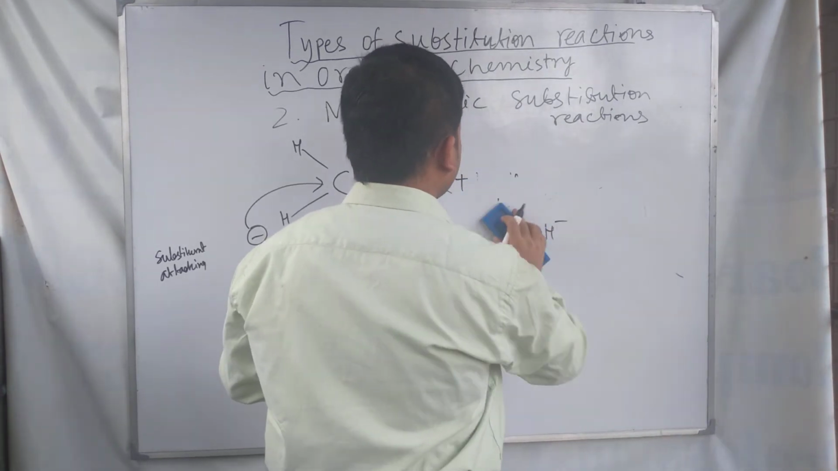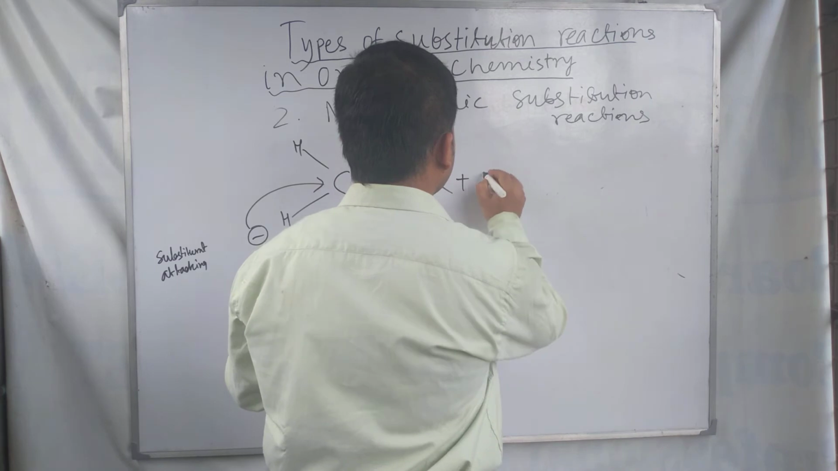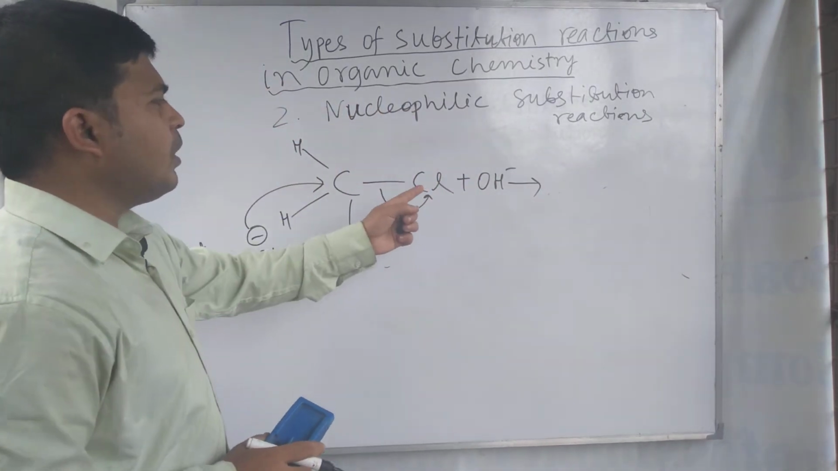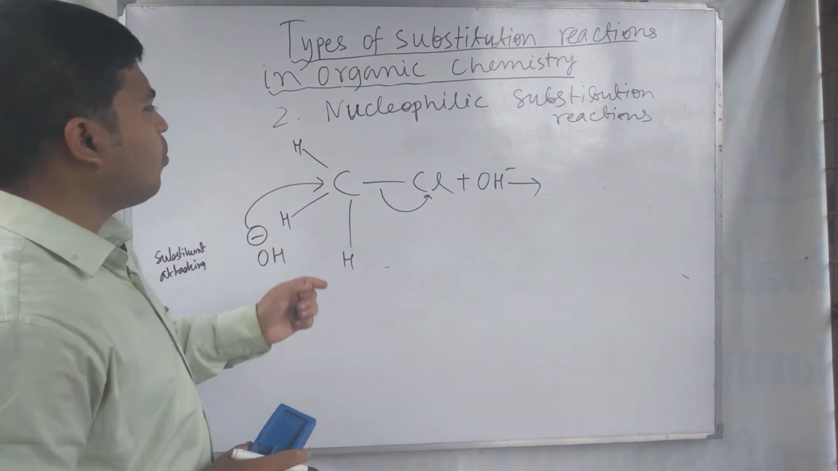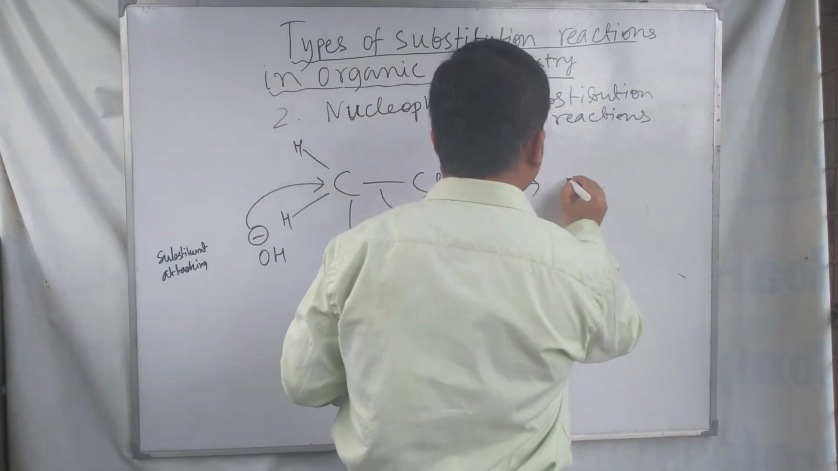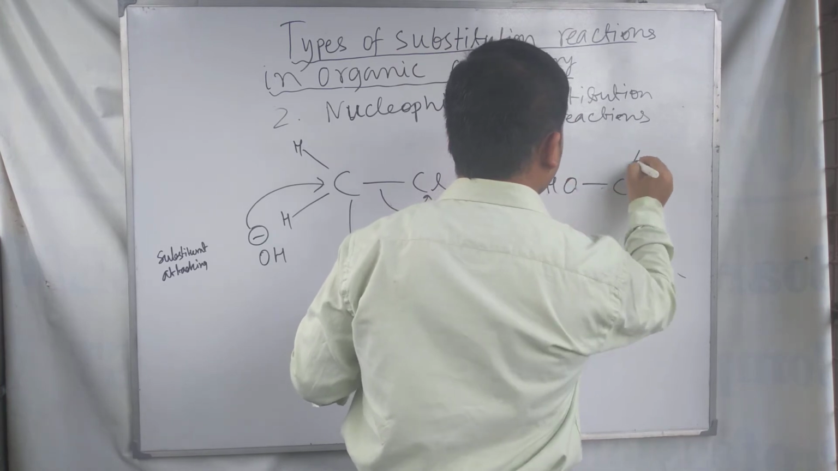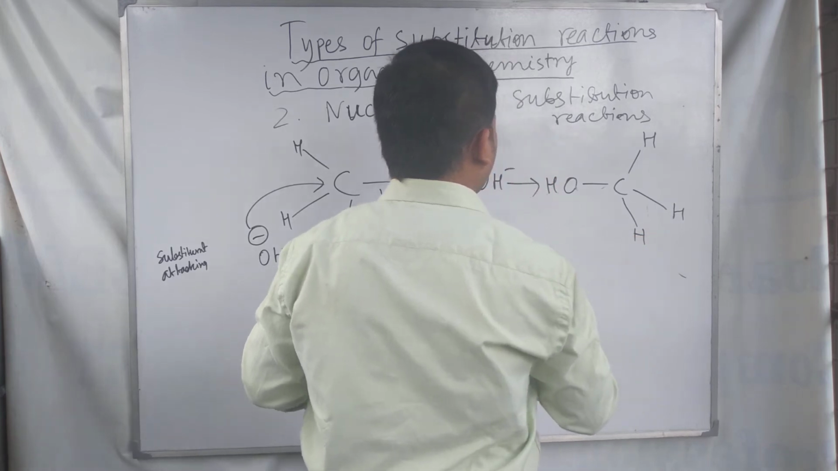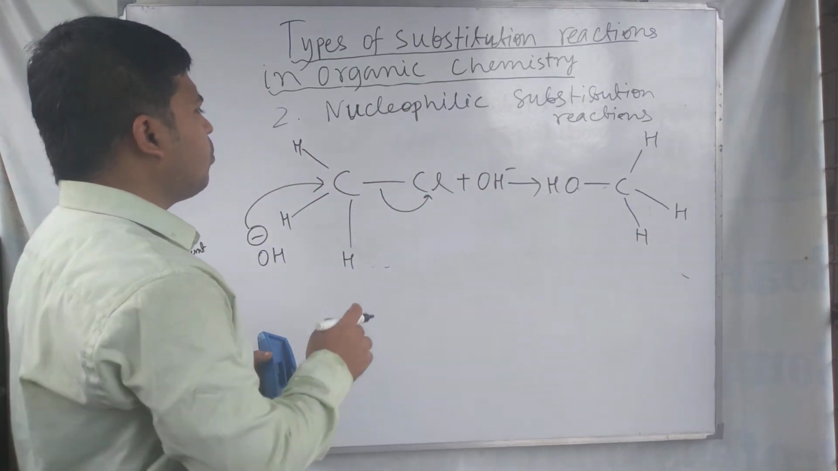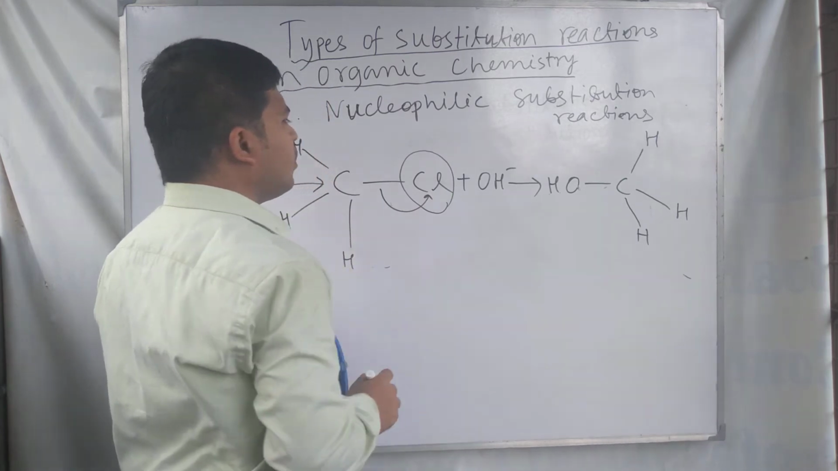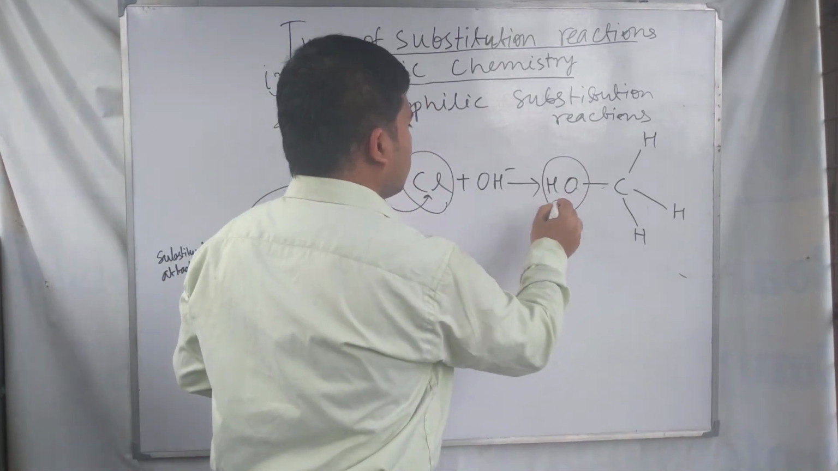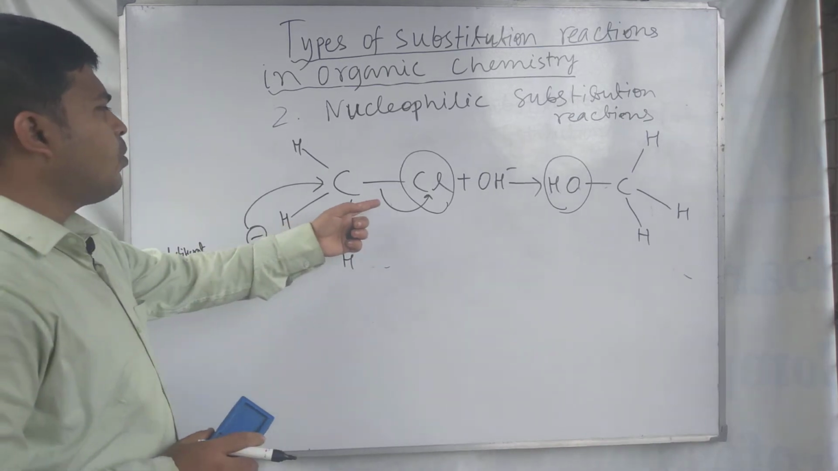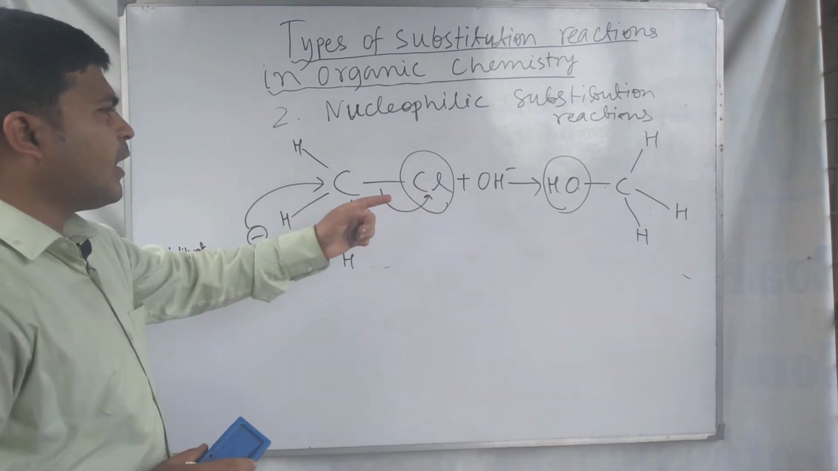and we can write it as OH minus in the place of KOH. In presence of OH minus, the new product is formed. See here, the chlorine atom is replaced by the OH group. So in this reactant molecule, one atom is replaced by another group of atoms.